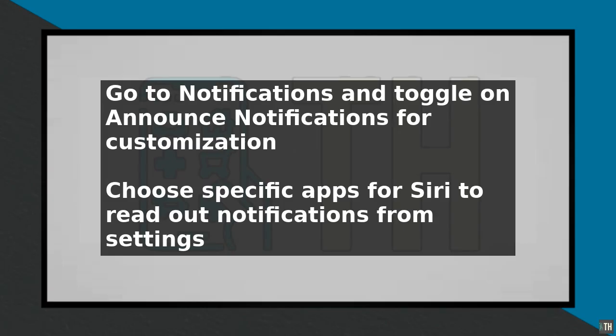To further customize Announce Notifications, you can also go to the Siri and search settings and select Announce Notifications. From there, you can choose the apps you want to prioritize and the ones you want to mute.